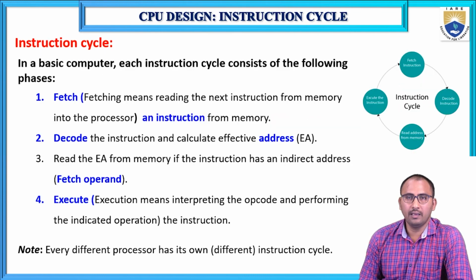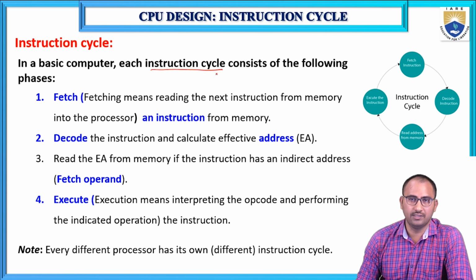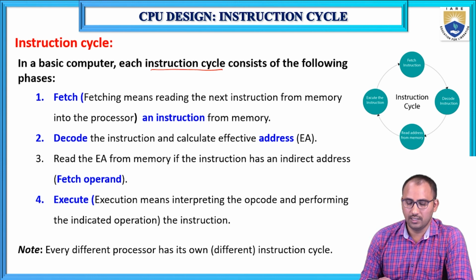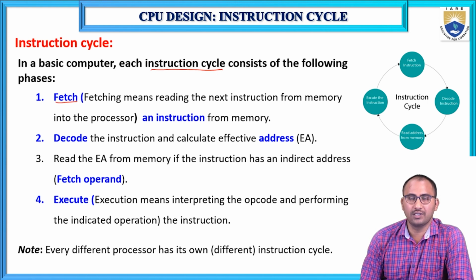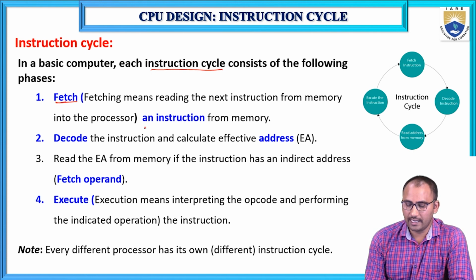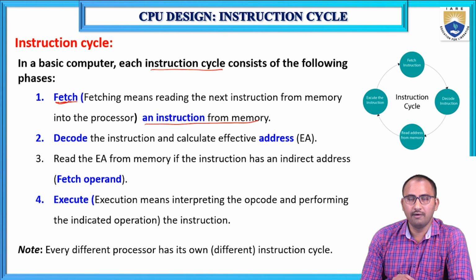In any basic computer, each instruction cycle consists of mainly 4 phases. The first phase is fetching an instruction. We have already seen that we store programs in the memory, and the instructions are fetched from the memory. So the first step is to fetch an instruction from memory. What is fetching? Fetching is nothing but retrieving an instruction from the memory. That is the first phase in the instruction cycle.